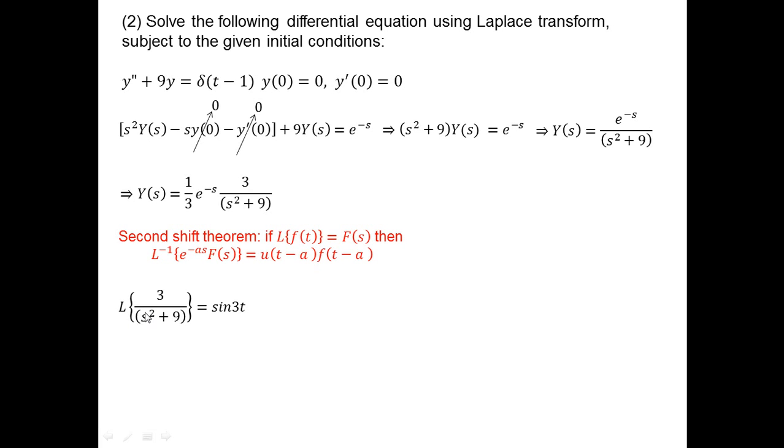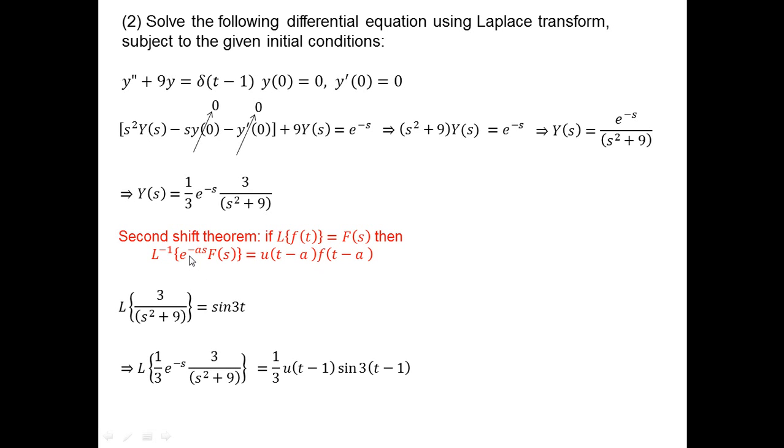Now, I know the Laplace transform of 3 over s squared plus 9 is sine 3t. In fact, sine 3t is my f(t), and 3 over s squared plus 9 is my F(s). By considering and applying the second shift theorem, I see that the Laplace inverse of 1 over 3 e to the minus s times 3 over s squared plus 9. Here 3 over s squared plus 9 again is my F(s), and e to the minus s is my e to the minus as. In this case, a is equal to 1.